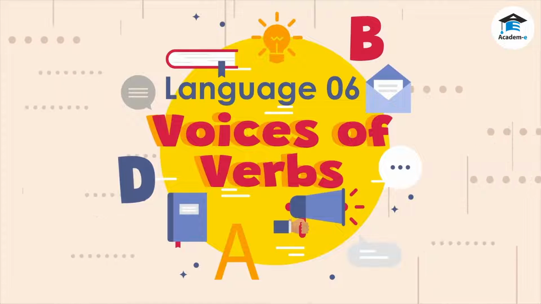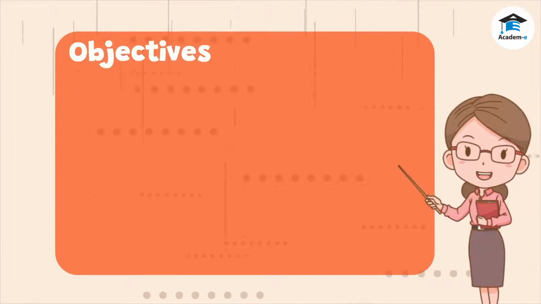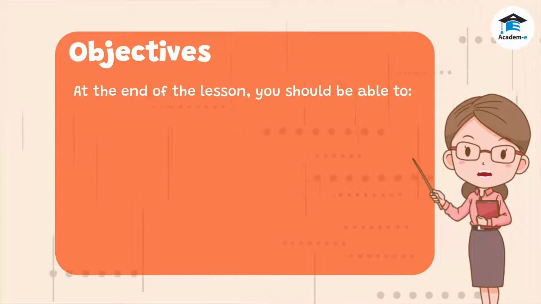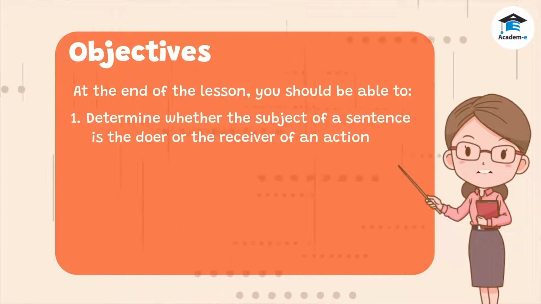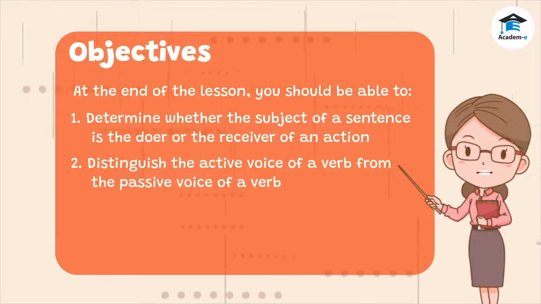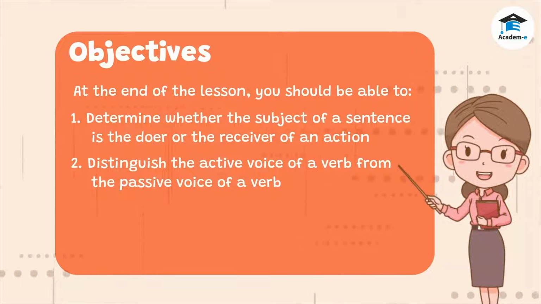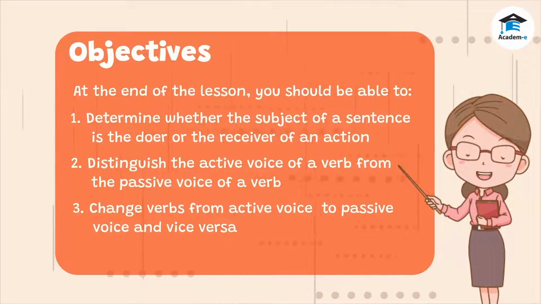Language 6. Voices of verbs. At the end of the lesson, you should be able to determine whether the subject of a sentence is the doer or the receiver of an action, distinguish the active voice of a verb from the passive voice of a verb, and change verbs from active voice to passive voice and vice versa.